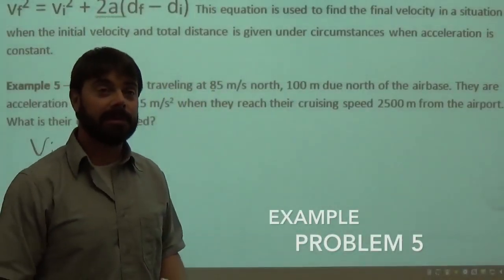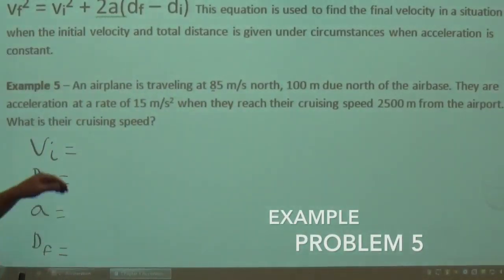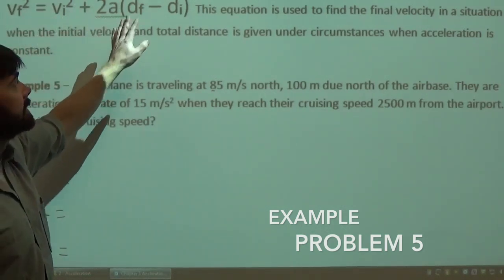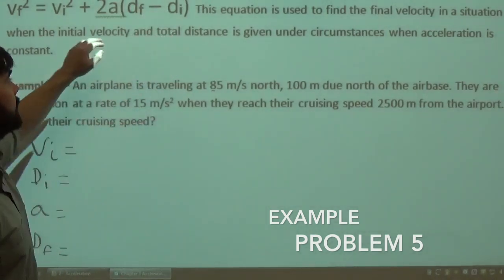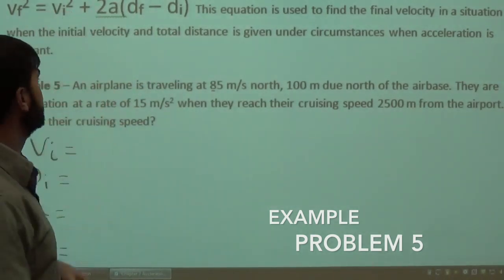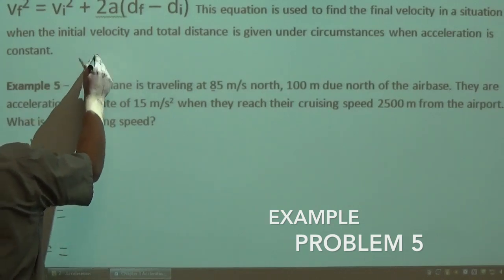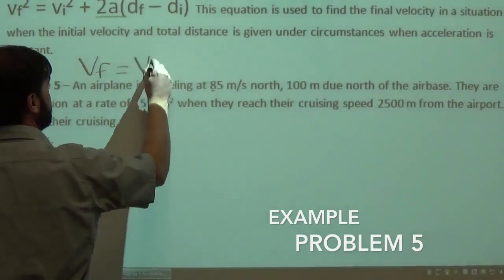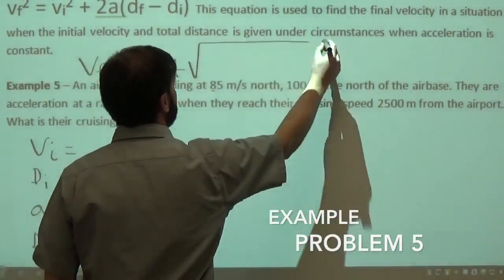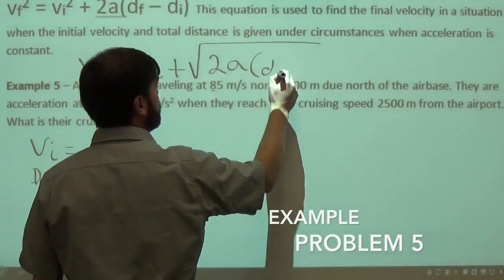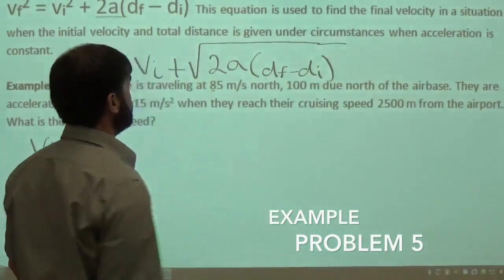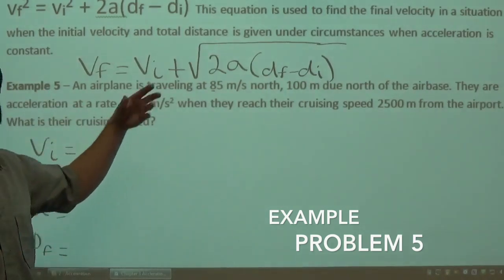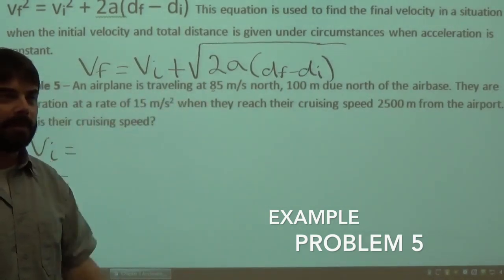For example 5, they're going to give us another equation. This one's going to be talking about final velocity relative to initial velocity, acceleration, and starting distances. If you take the square root of both sides, you're going to end up with an equation that looks something like this. Velocity final would be equal to velocity. Following all the same steps, list the variables that they give you, use the appropriate equation, and then solve.